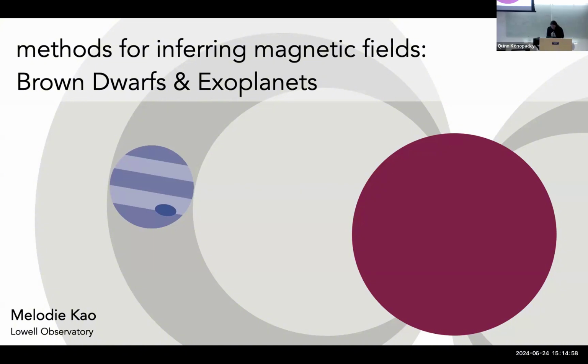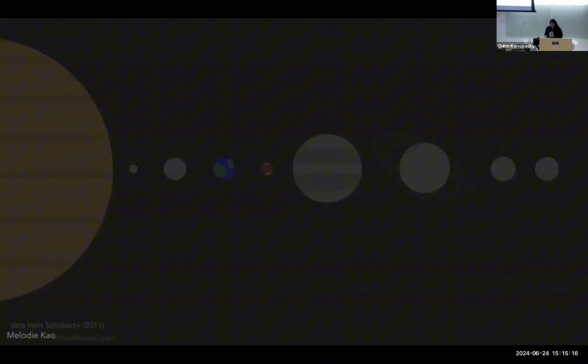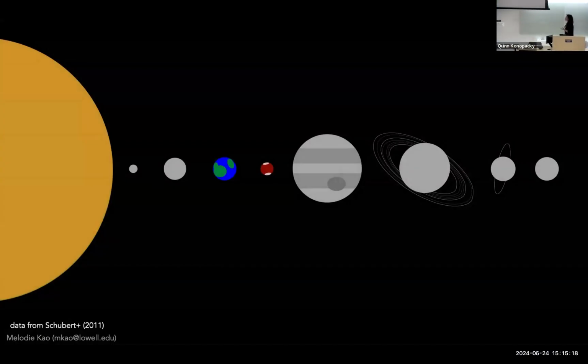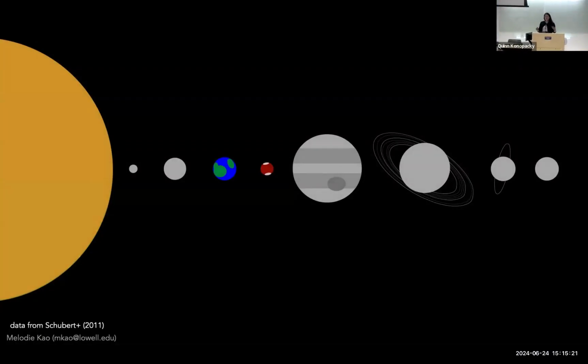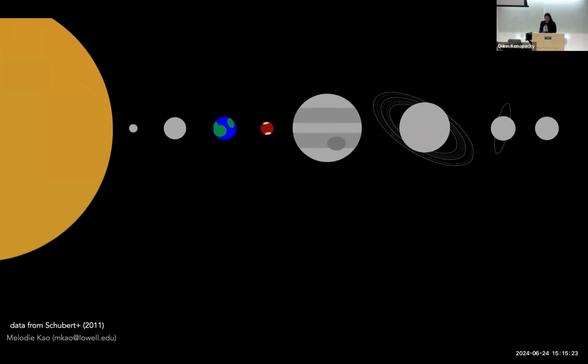The organizers of the Splinter session asked me to talk about methods for inferring magnetic fields on brown dwarfs and exoplanets. And so I thought it would be helpful to start with our own solar system, just to give us some context.